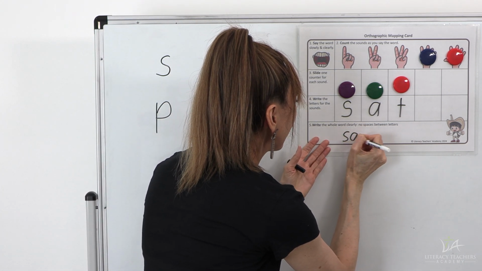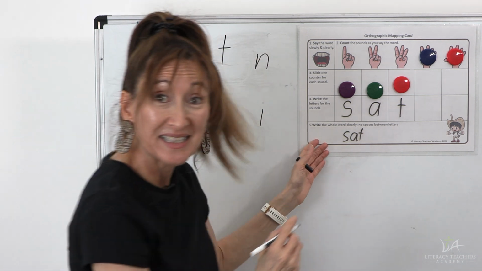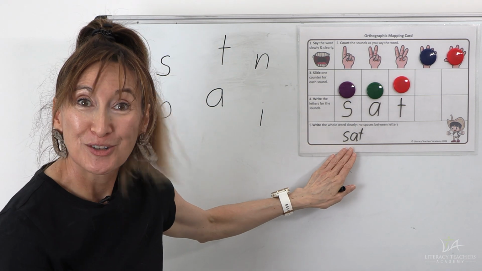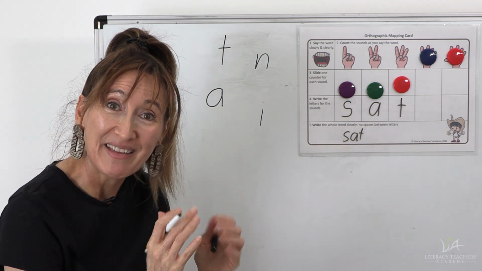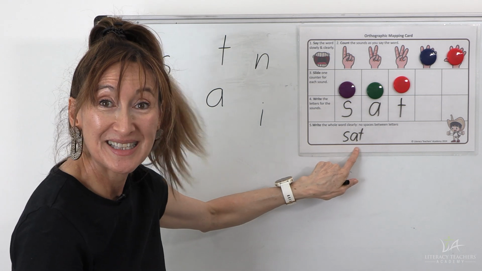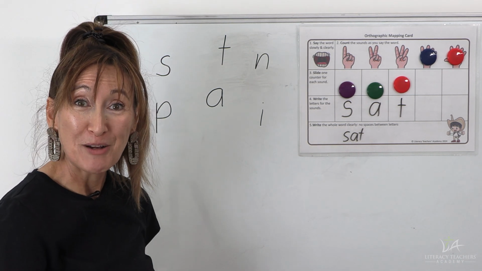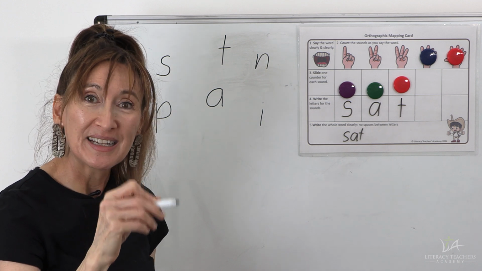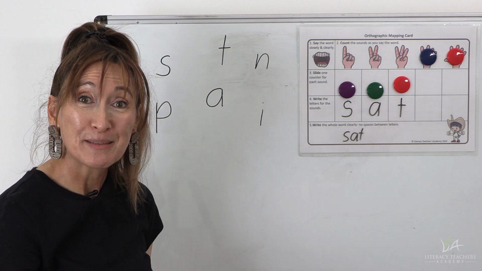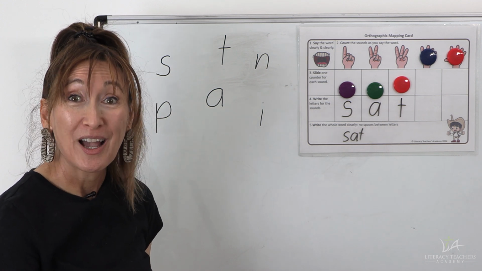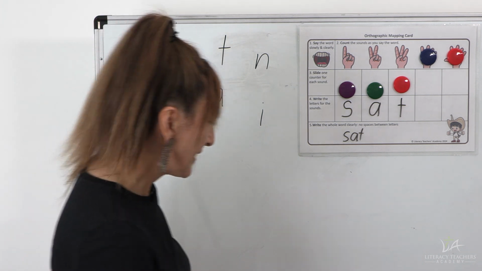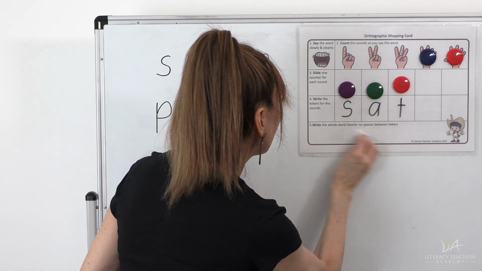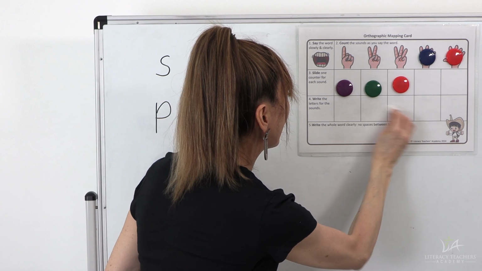Now I'm going to write the letters with no spaces in between so that they look just like they would look if they went together in a book to make the word sat. And that's what I need to do in my writing. Remember to put all the letters together, take out the spaces, and then I make a word. That's the word sat. Let's think of another one we could do.